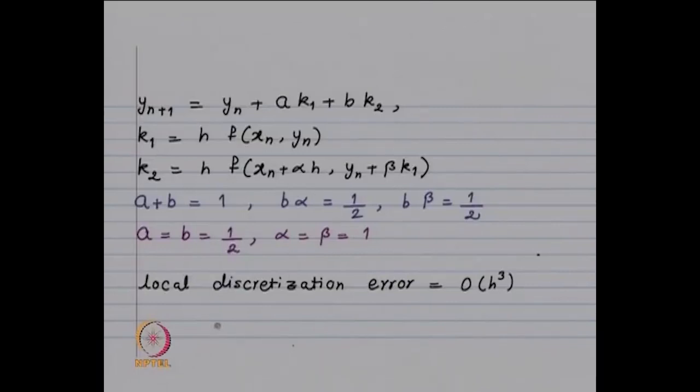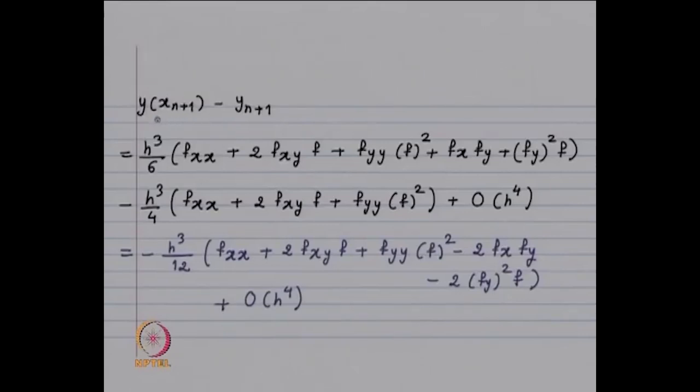So, that is the Runge-Kutta method of order 2, and the local discretization error is of the order of h cube. If I consider the error now, y(x_{n+1}) minus y_{n+1}, this is the term in y at x_{n+1} which contains h cube. The corresponding term in y_{n+1} which contains h cube is given by this. I am subtracting, and then you have terms of the order of h raised to 4.